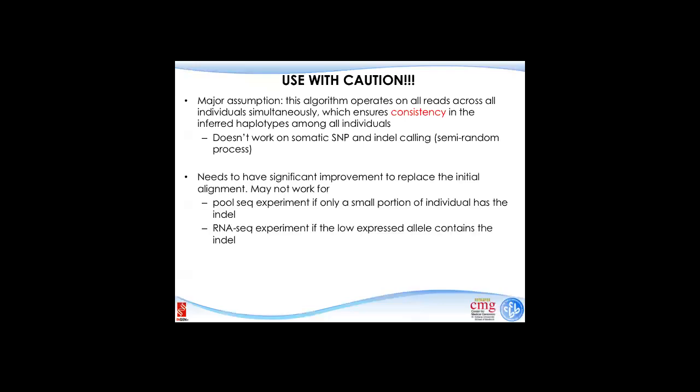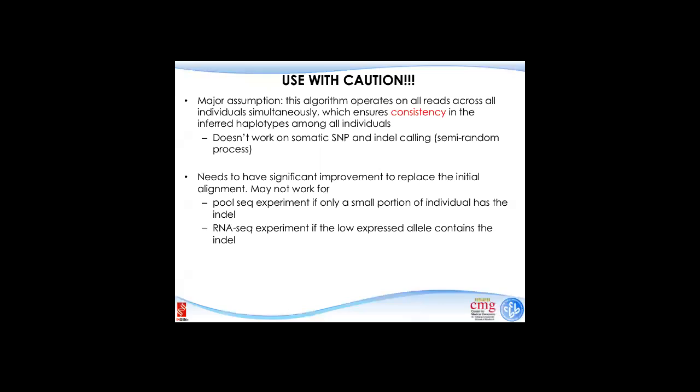The need to have significant support to replace the initial alignment may also not work for pooled sequencing, because if you pool 10 people's DNA together, maybe only one person's one allele has that indel, and then you are talking about only 5% of the reads having the indel. So again, you may not gain enough advantage.